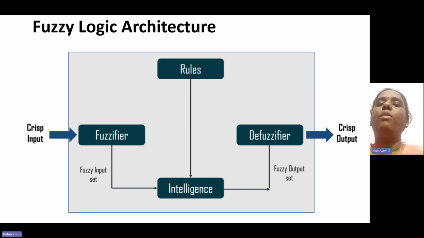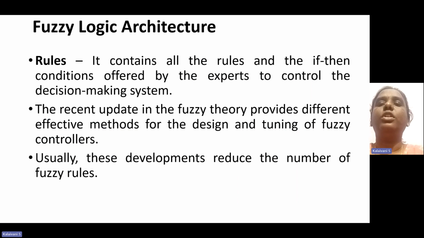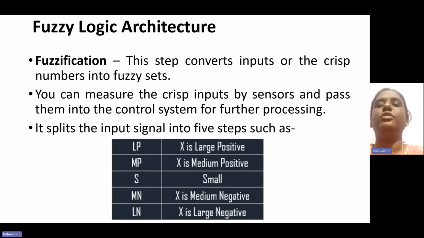So these are the four components of the fuzzy logic architecture: rules, intelligence, fuzzifier and defuzzifier. It will take the crisp input and produce the crisp output. These are the components that are explained in detail. Rules consist of all the rules and if-then conditions that are defined by the experts in order to make better decision making systems. So it provides effective methods for design and tuning of fuzzy controllers. In simple words, it consists of all the rules and conditions to be followed.